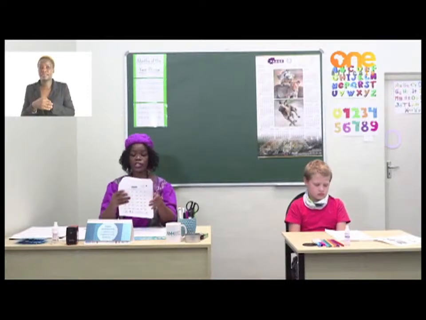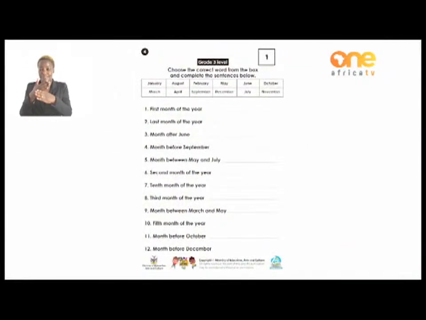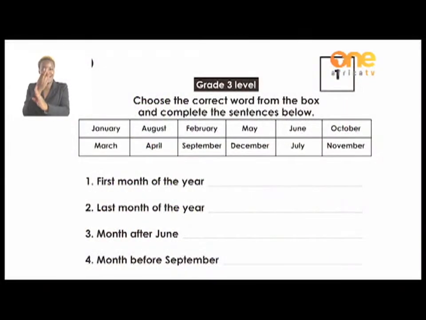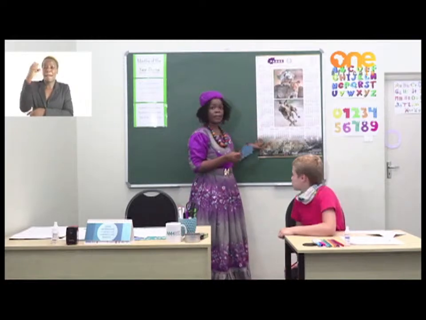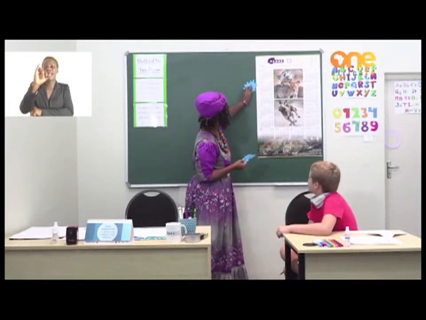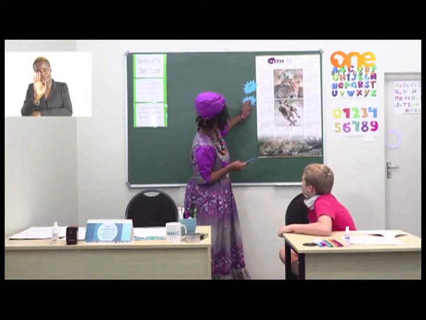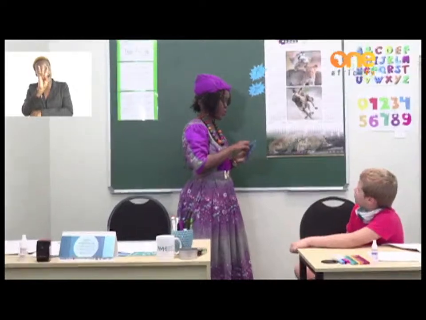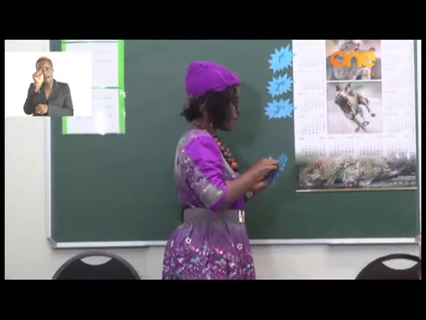Now, how about we turn to page 4 for the grade 3 level. Now, there we have all of the months of the year, but they are actually not in the correct order. So I have a calendar here. So I would like for us to read all the names, the months of the year, with us, sorry. The first month is January. The second one will be February. And then we have March, which is the third. Then we have April, which is the fourth.